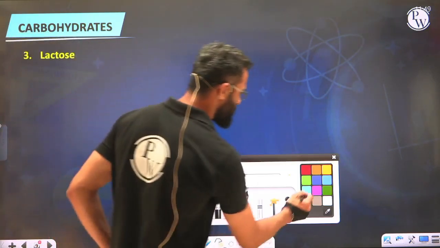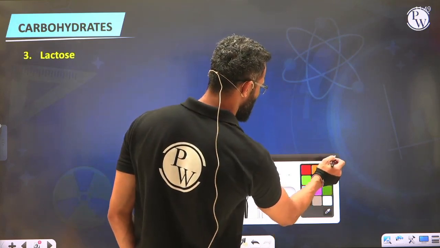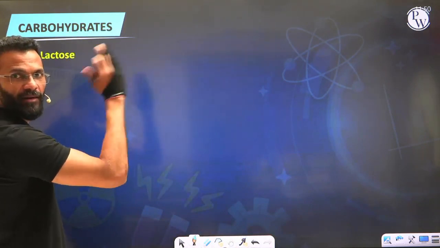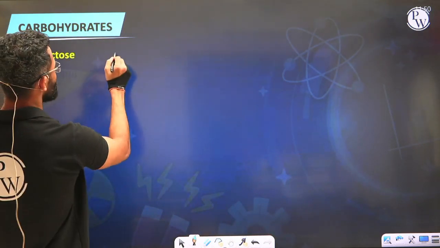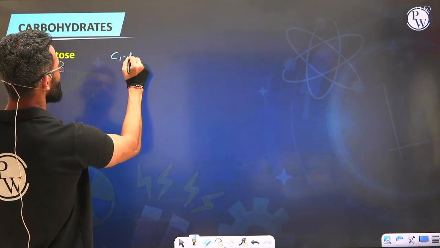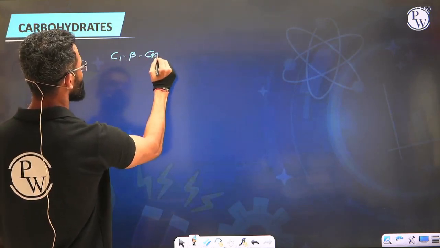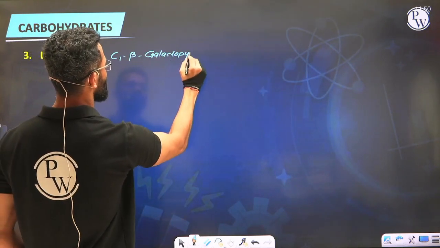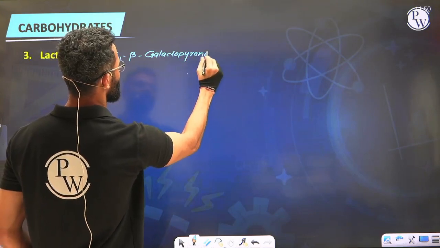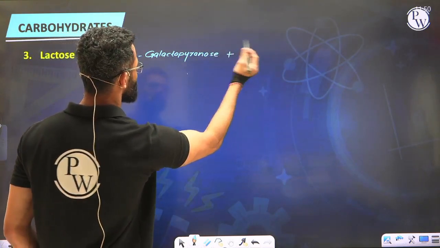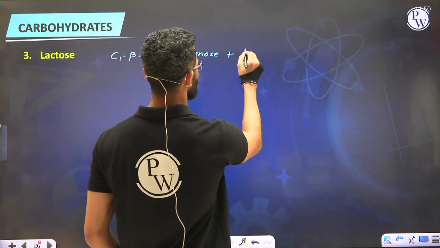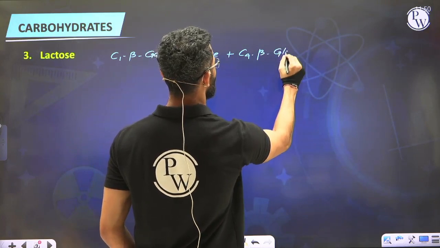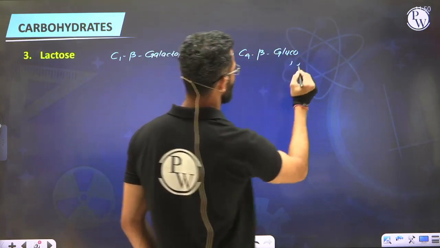Let's try to put down the information for lactose. Guys, what was lactose all about? Lactose was alpha beta, correct? So C1 beta galactopyranose, which is going to condense with the C4 OH of again beta, but of glucopyranose.